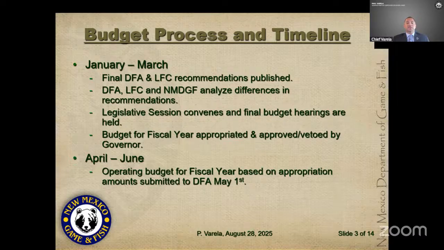Once the legislative session convenes, there are hearings held at the House Appropriation and Finance Committee and the Senate Finance Committee. Some changes are made if directed by one of those committees, but the budget makes its way into House Bill 2 and eventually becomes law and is approved by the governor. During April and June, once the budget is approved by the governor's office, we begin preparing our operating budget, which is statutorily required to be submitted by May 1st.